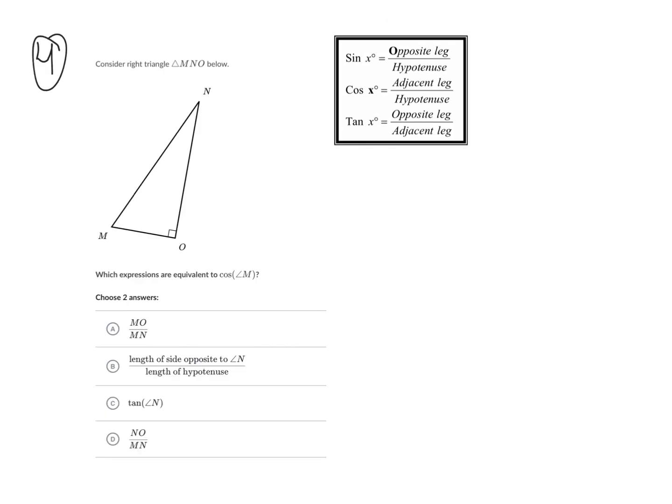All right, last one. Question 4. Consider right triangle MNO below. Which expressions are equivalent to cosine of M? So let's figure out what cosine M is. Opposite, adjacent, hypotenuse. Cosine is adjacent over hypotenuse. So that means this equals MO over MN. So we can mark this one.